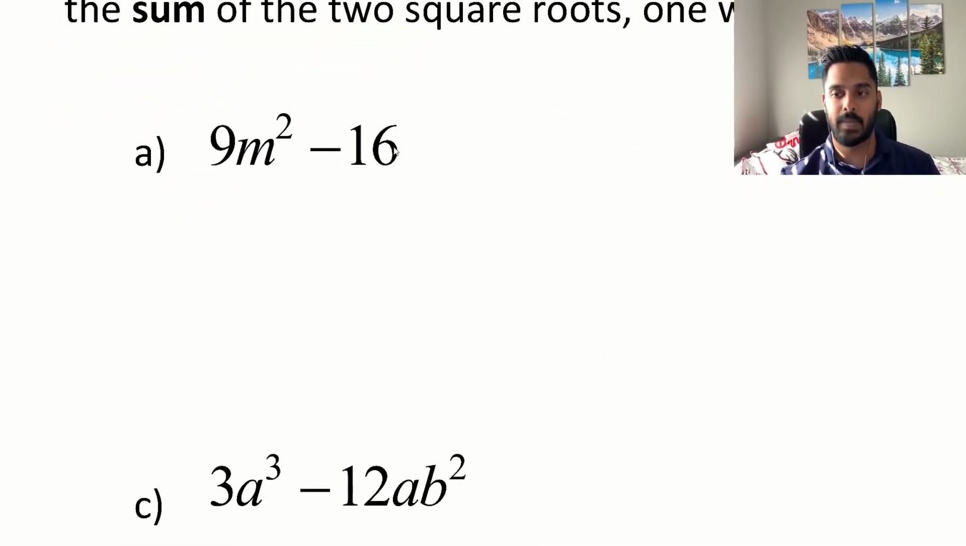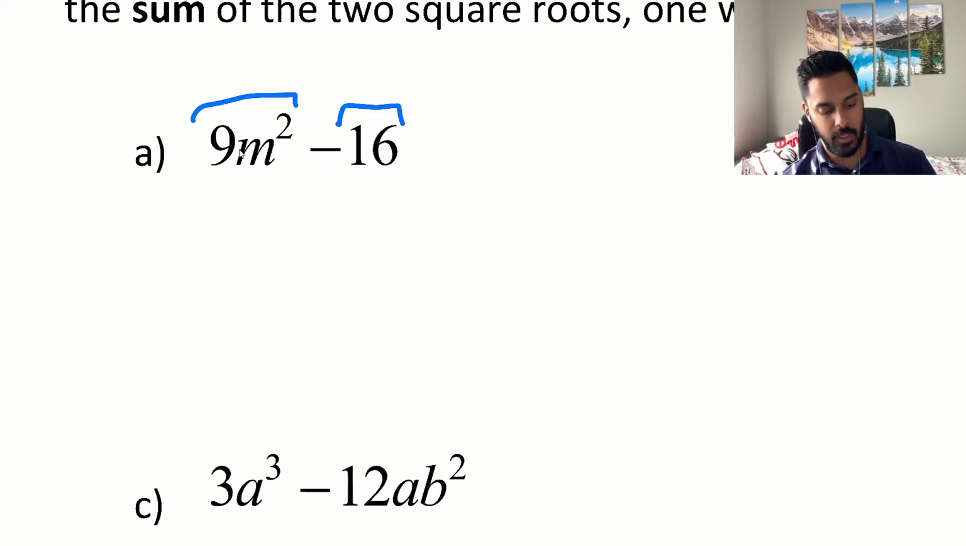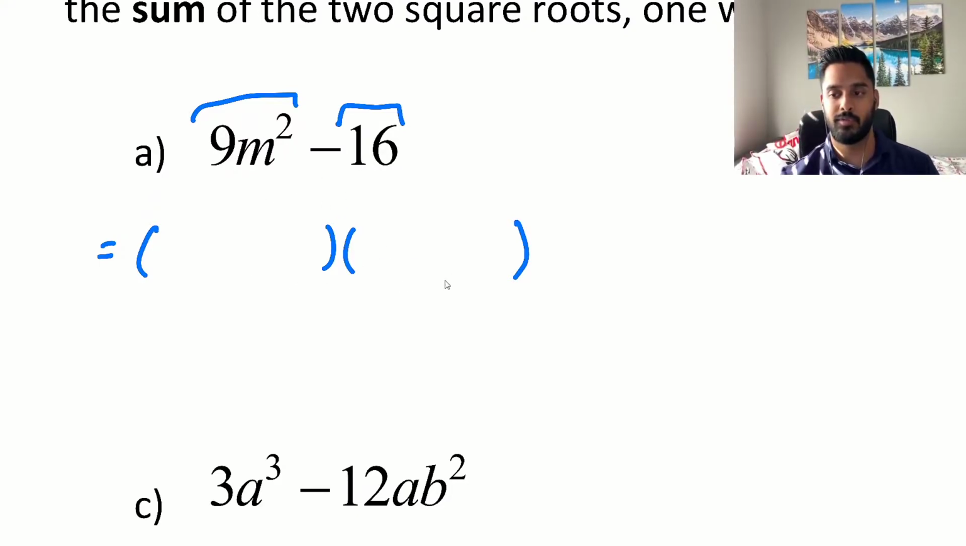9m squared minus 16. 9 is definitely a perfect square, so is 16. M squared is also a perfect square. So remember, the square root of the first term, square root of the second term, and then the fact that they're being subtracted. So here's where we're going to make the difference of squares look really nice. So there's going to be our two factors.